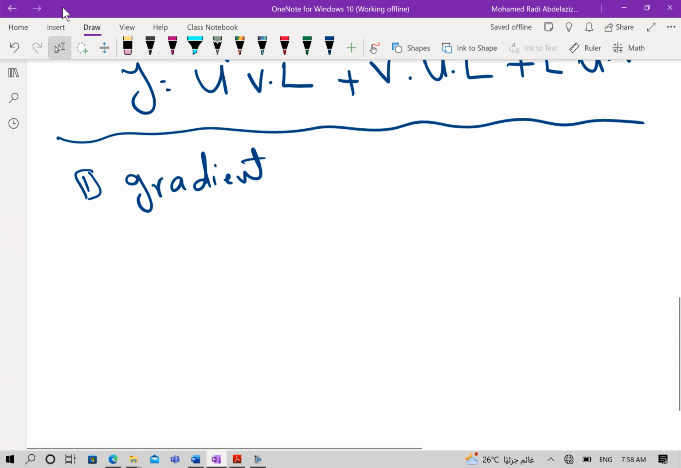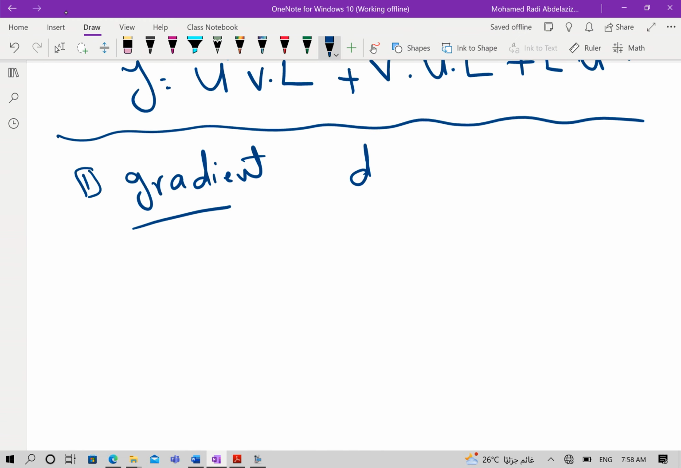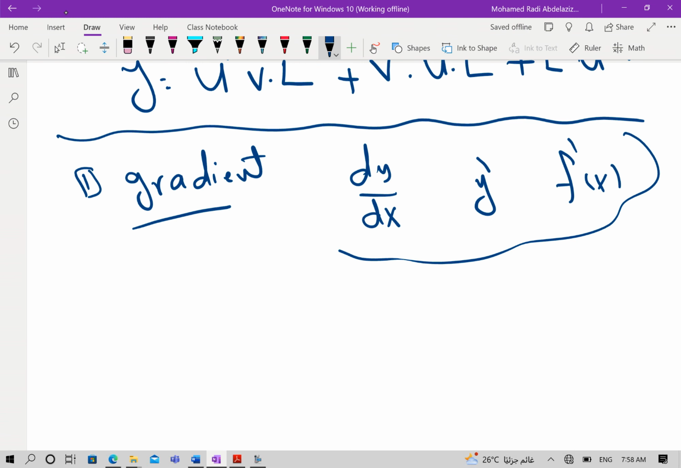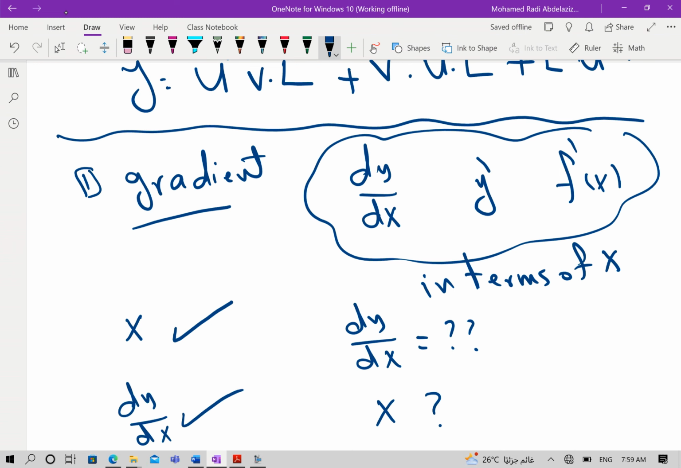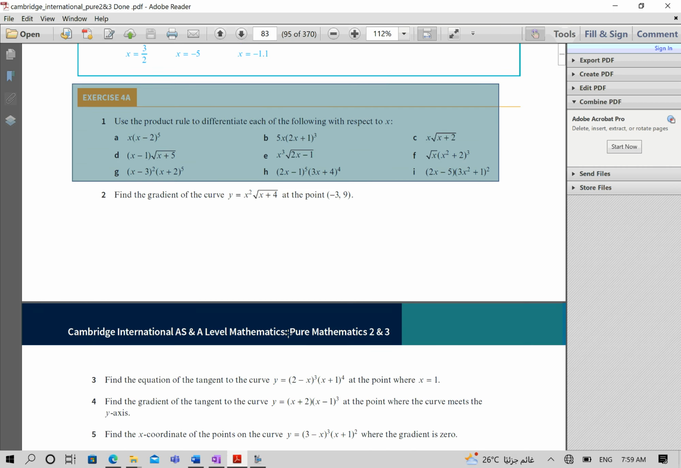Again, the first one, gradient. Gradient in general is dy by dx, or y dash, or we can name it f dash, but your expression is in terms of x. If it is given the value of x, you can find the value of gradient dy by dx. If it is given the gradient, which is dy by dx, you can find the value of x. This is the first application.